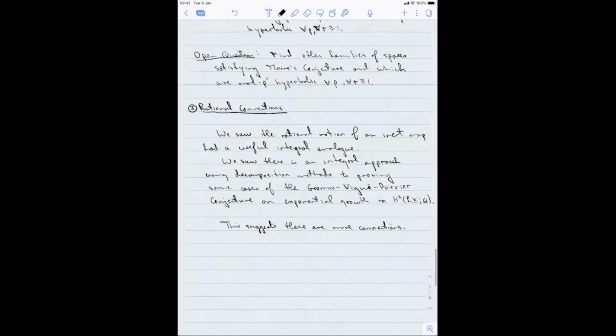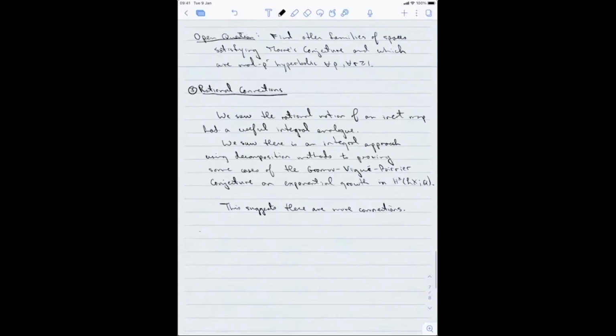All right, so this is a very loose statement, so I won't even call it a problem. So this is an open question: is just find more connections between, say, rational and non-rational homotopy.